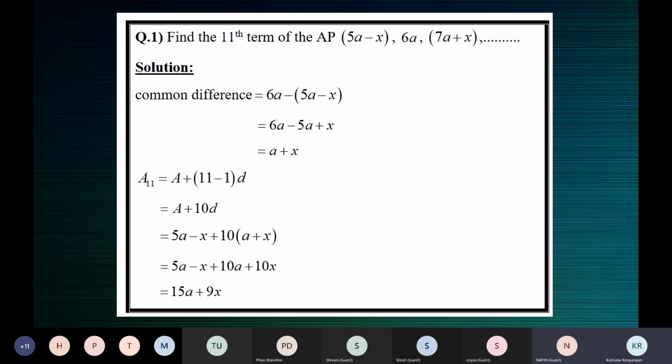If you want the steps, please take a screenshot. If you have not got the same answer, please take a picture. The common difference is a plus x and the 11th term. I've used a capital letter A because we have small letter a in the terms, right? We already have a in the terms of the AP. So I have just to differentiate, I've used a capital letter A.